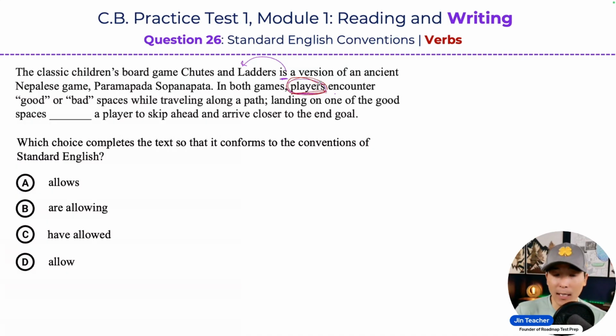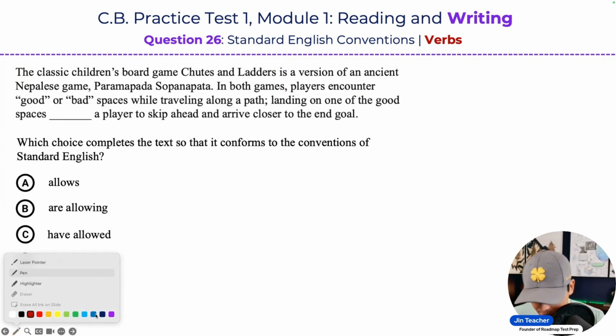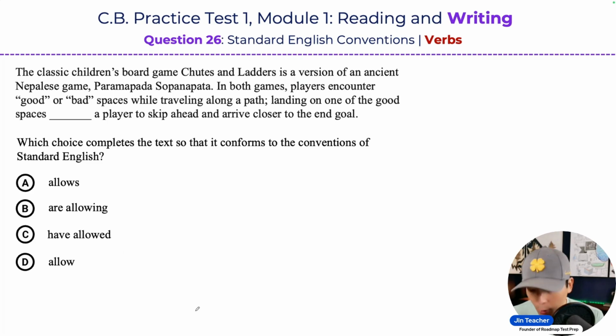And we know, again, as soon as we find our simple subject, we ask ourselves, is this subject singular or plural? What do you guys think? So players, referring to more than one person, is plural, which is why we want to use a plural verb. So players encounter. You guys getting the hang of it? Cool. So there's other ways that the SAT can make this harder, which is why you want to know this concept.